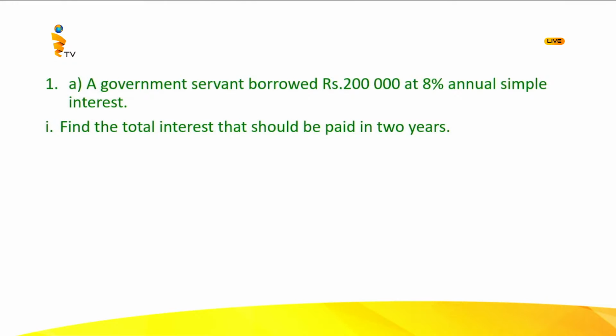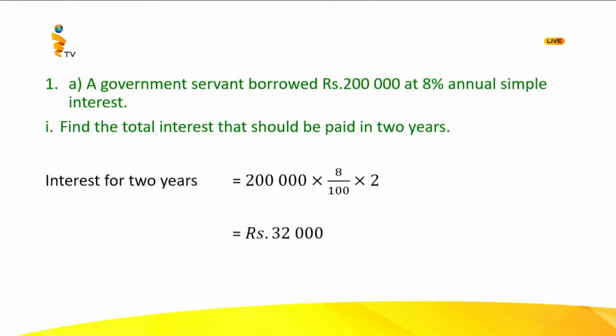So, when you are taking a loan at an annual simple interest rate, you are going to pay the same amount of interest during each year. So, I can find the total interest to be paid during these 2 years by multiplying 200,000 by 8 over 100 because the interest rate is 8%, and I have multiplied it by 2 because they asked to find the total interest to be paid in 2 years. When you simplify this expression, you will get the interest for 2 years is 32,000 rupees.